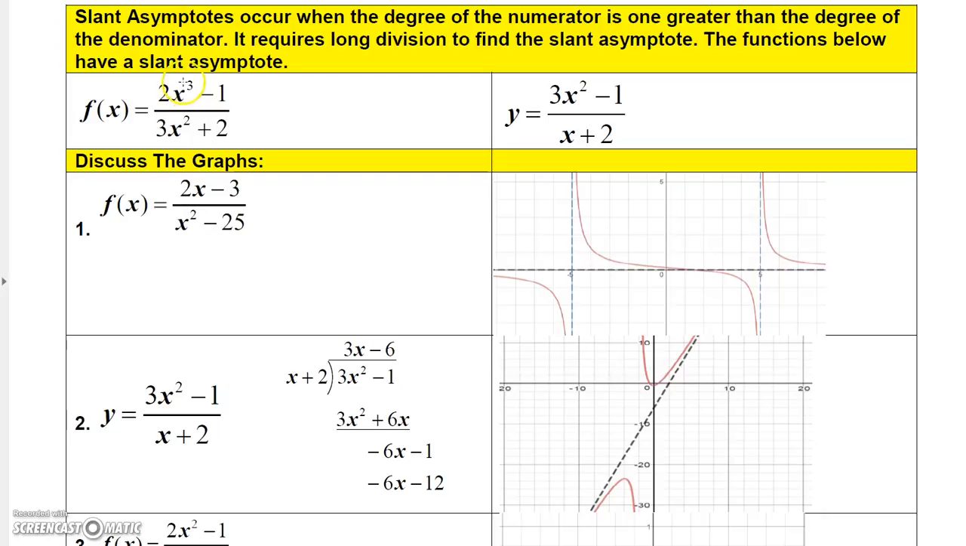I'm not going to spend a lot of time on slant asymptotes, but I will tell you this: the only time slant asymptotes occur is when the degree of the numerator is 1 greater than the degree of the denominator. So here the degree is 3, here the degree is 2, 3 is 1 more than 2, so this graph would have a slant asymptote. The same thing on this one: the degree is 2, here the degree is 1, so this graph would have a slant asymptote.